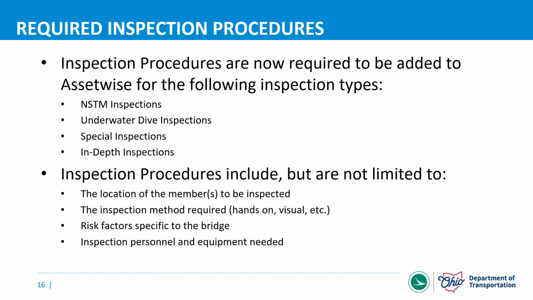And they include, but are not limited to, location and what's to be expected, right? Inspection method, is it visual, hands-on, weighting, etc., risk factors, inspection personnel and equipment needed, right? Similar things that we've already defined for NSTM in the past. So the big change there is special inspections needing inspection procedures, but basically just how, who, and what will be inspected, right?